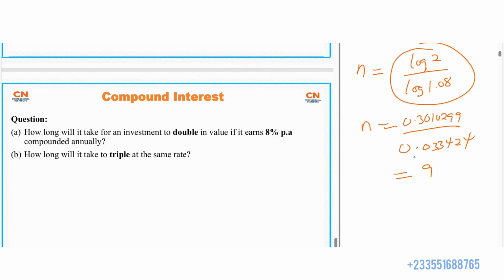So therefore, you realize that our N is equal to 9 years approximately. Meaning that if you invest 50,000 now, in 9 years time, 50,000 will turn to what?